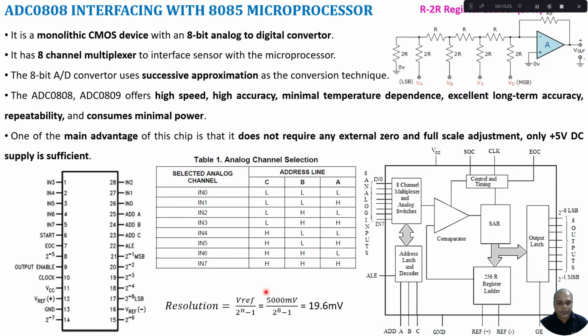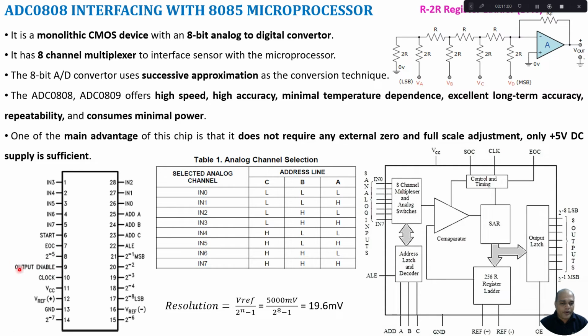Now let us look at the pin details of this A to D converter. This is a 28 pin IC. Here you can find pin numbers 26, 27, 28 are IN0, IN1, IN2, and 1, 2, 3, 4, 5 are IN3 to IN7. So these are the 8 inputs. I can connect 8 sensor inputs to these pins. Then there is the start of conversion, which is given by the CPU, and end of conversion indicates the conversion has been completed.